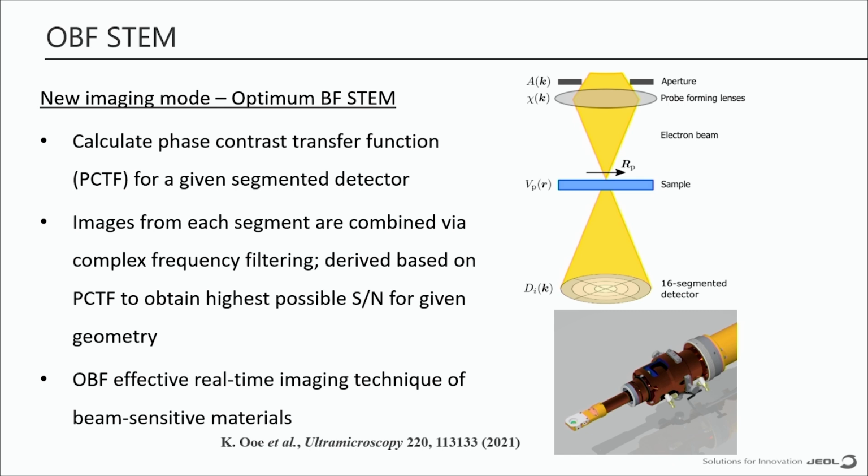So what it is, it's using, again, this segmented detector. We're calculating the phase contrast transfer function for each of the segments within the detector independently. The images from each segment are then combined using a very complex frequency filter, again based on this phase contrast transfer function, to obtain the highest signal to noise for each segment. So the OBF is really effective real-time imaging for very beam-sensitive samples.